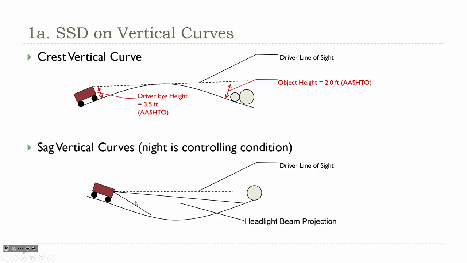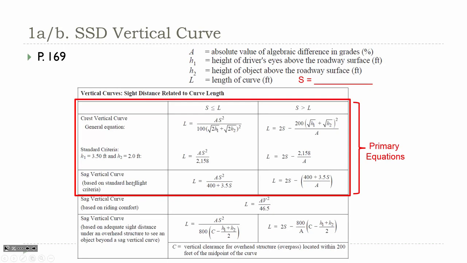For a sag curve, the night is the controlling condition, so it's really how far ahead the headlights are going to project. The parameters we're interested in are the headlight height and the headlight angle, but as you'll see on the next slide, they don't provide the equations to use those inputs. So these should look familiar from 342. This is on page 169 in the FE book. It gives you the standard eye height and standard object height for the crest curve, but for the sag curve, they just tell you it's based on the standard headlight criteria. They're not going to ask you to memorize the headlight default values since they don't give you the equations to use them.